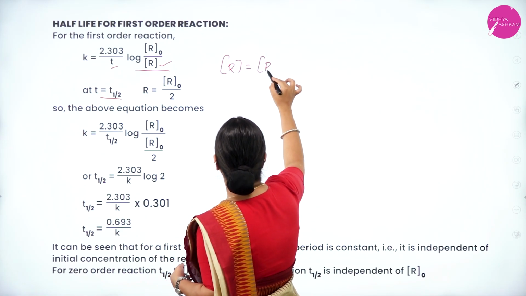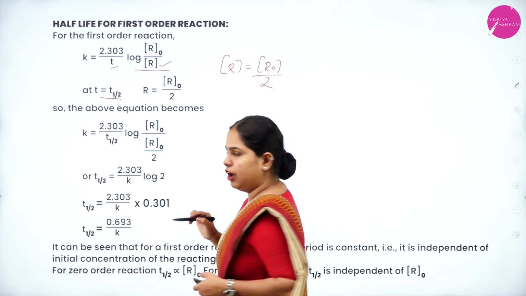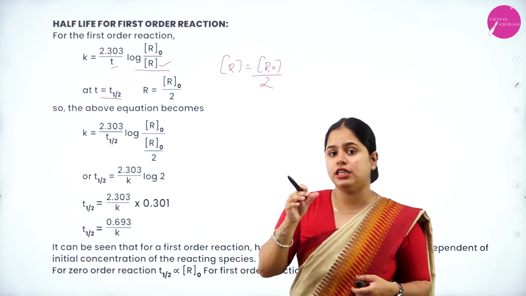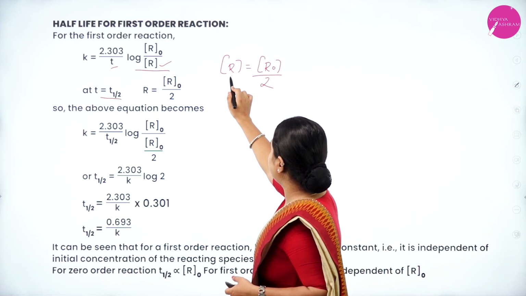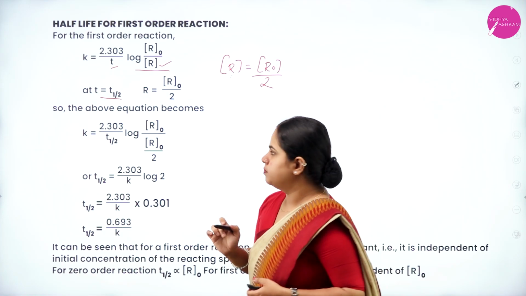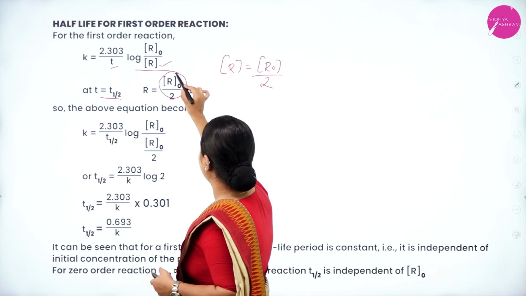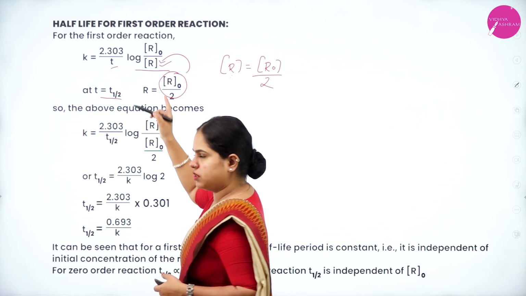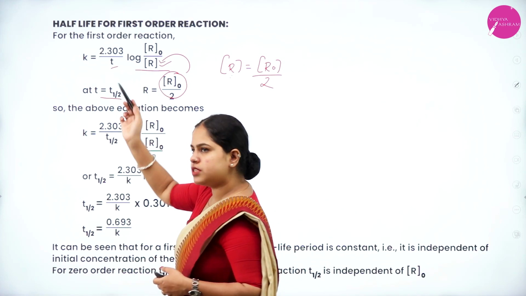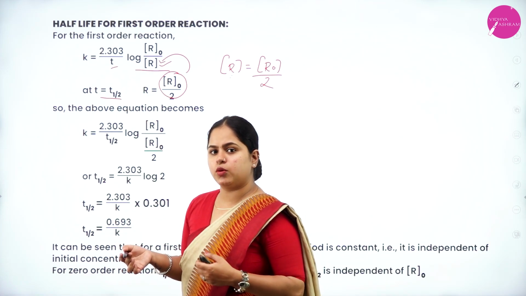Again R0 by 2. Half-life is the time required to make the initial concentration half. So now what will be the R? It will be R0 by 2, right? So now what we are going to do, this R0 by 2, we are going to substitute in place of this R, and the T becomes T half. So how does the equation become now?